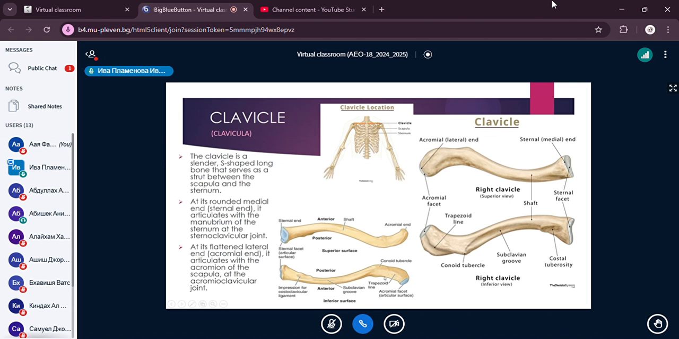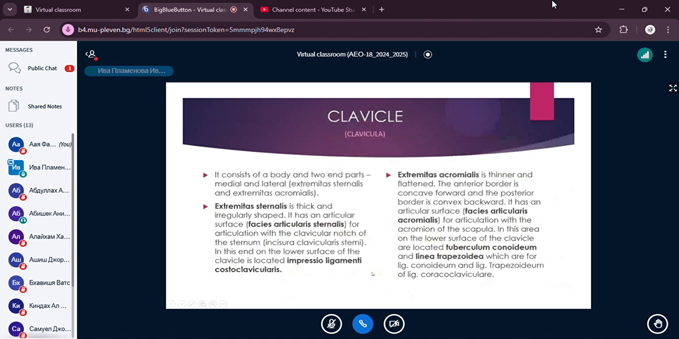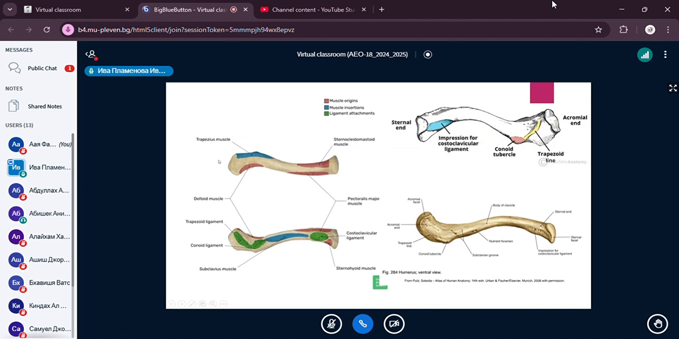Near to the acromial end, you can see the conoid tubercle and the trapezoid line. On the lower surface we also have the subclavian groove. Some muscle origins and insertions are for the end part of this semester and for the next semester. Not for now. This is some additional information, of course.